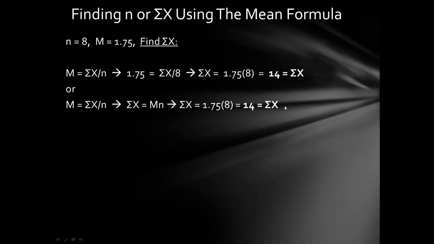So I know I'm a lot more comfortable with just going straight to this sum of x equals m times n formula, plugging in what I have, and then figuring out the sum of x. Now, what if you're given the sum of x and the mean, and you need to find the sample size?